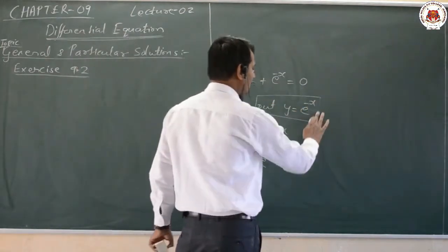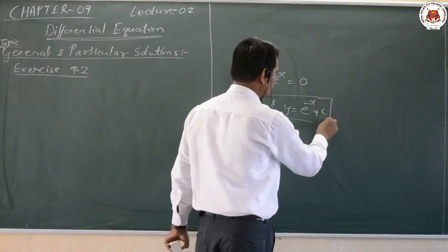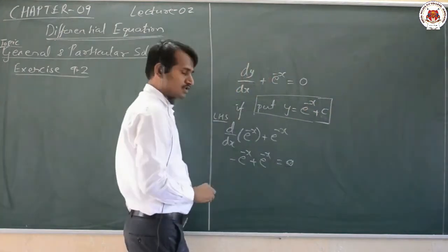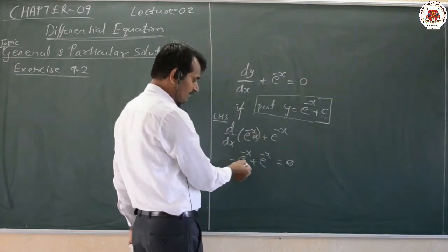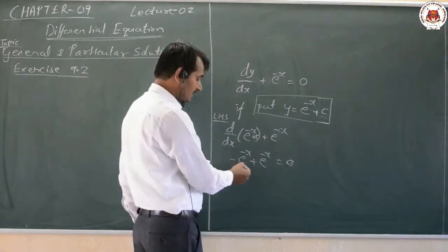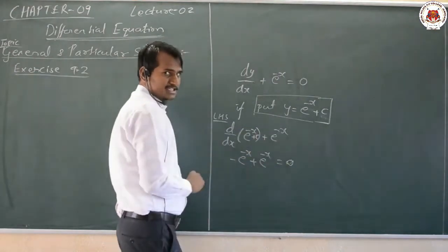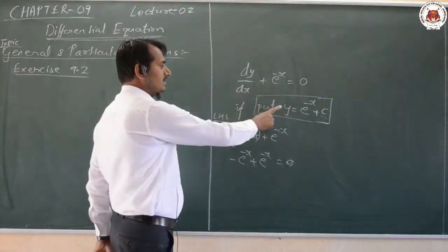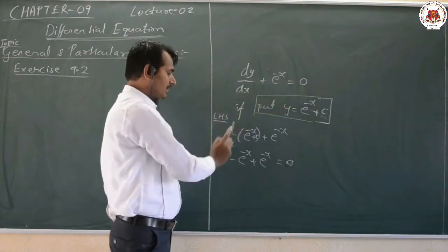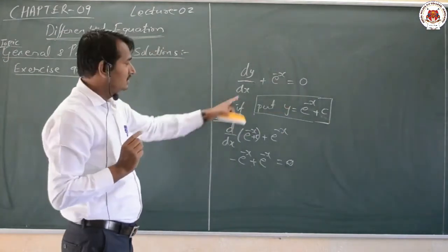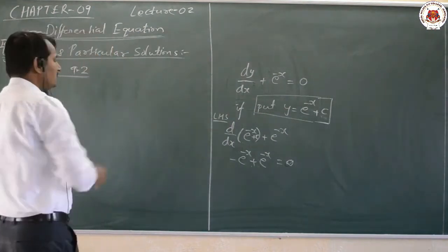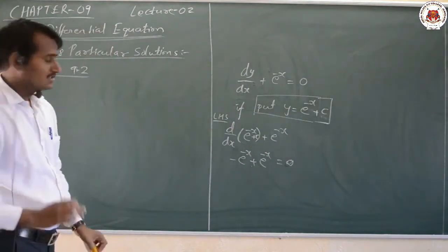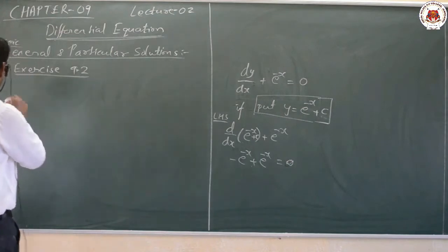That means if I put y equal to e raised to minus x plus c, where c is a constant, the differentiation of the constant c will be 0 only, and minus e raised to minus x plus e raised to minus x will be 0 itself. Therefore y equal to e raised to minus x plus c is a solution of this differential equation. Now let us come back to the definition of the general solution. What do we mean by the definition of general solution?